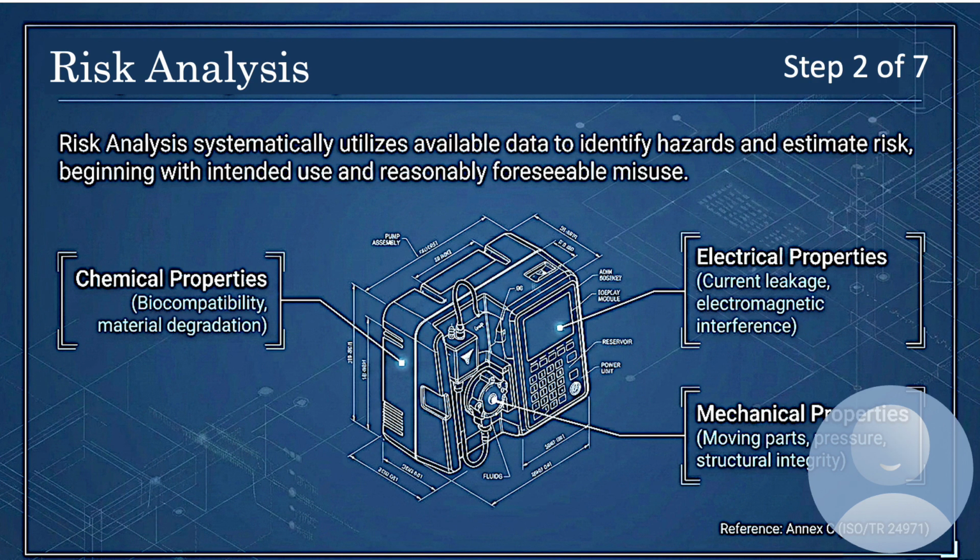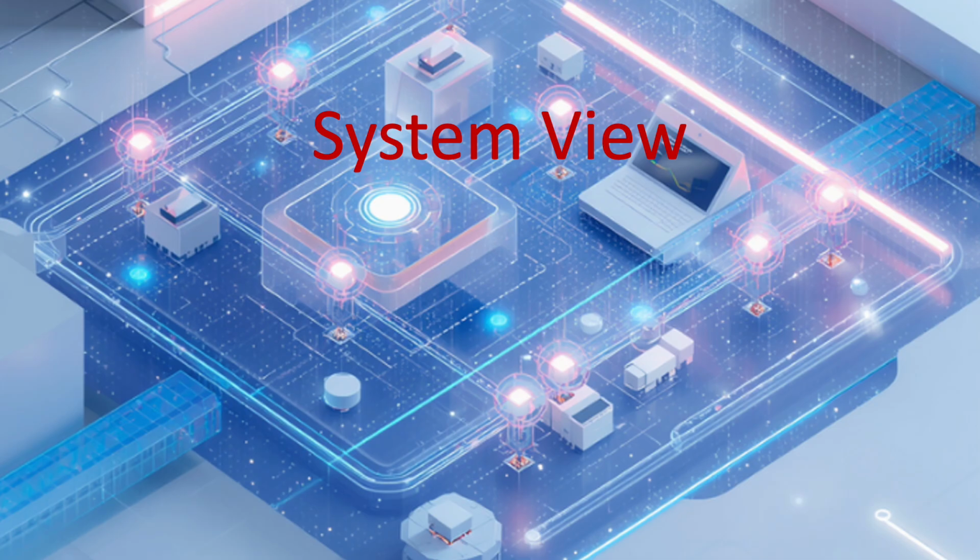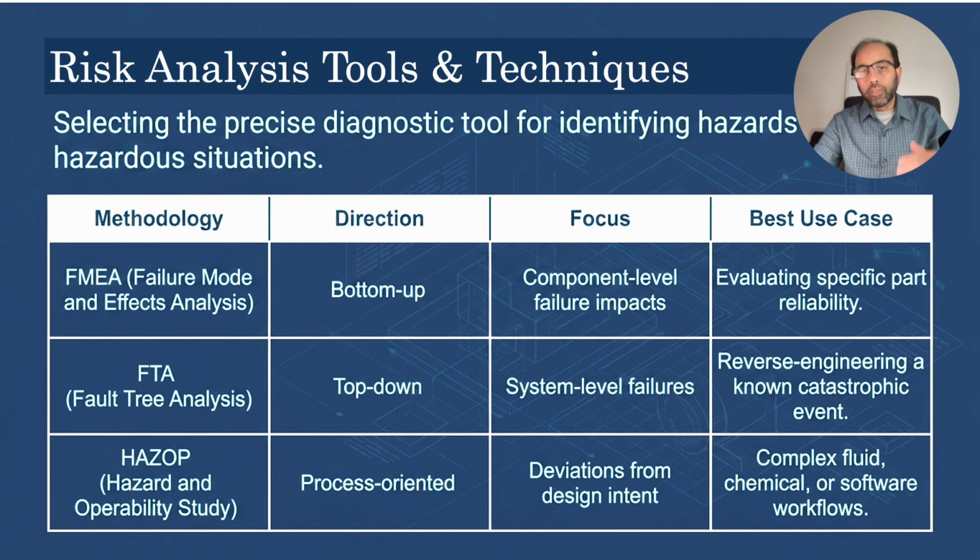When I do it, I like to have what I call a system view. There are different tools that you can use for risk analysis. Selecting the precise diagnostic tool for identifying hazards and hazardous situations is important. And it also depends on the skill sets, what you're comfortable with. So there are different tools. I, most of the time, use failure mode and effects analysis, FMEA. If it's for the design, you can call it DFMEA, if it's process, it can be PFMEA. Most of the time, that's what I use. And I'll show you an example of that.